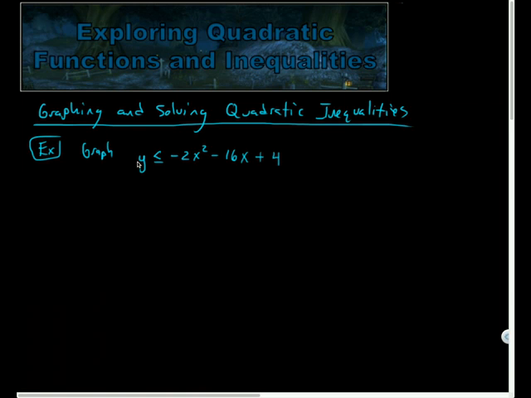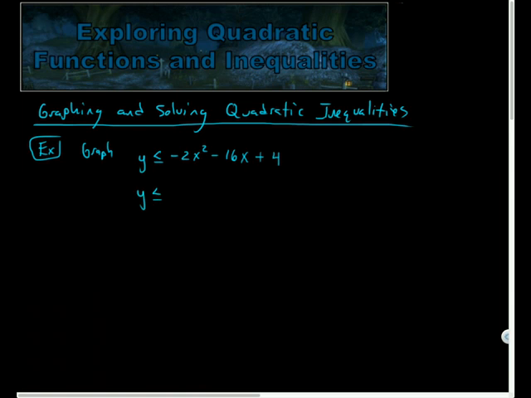So I've got the equation y is less than or equal to negative 2x squared minus 16x plus 4. And I can technically graph this by making a table of values, by finding the vertex, the roots, and the y-intercept. I could also put it in vertex form. And since we just did some vertex form problems, I figured let's practice that skill a little bit further.